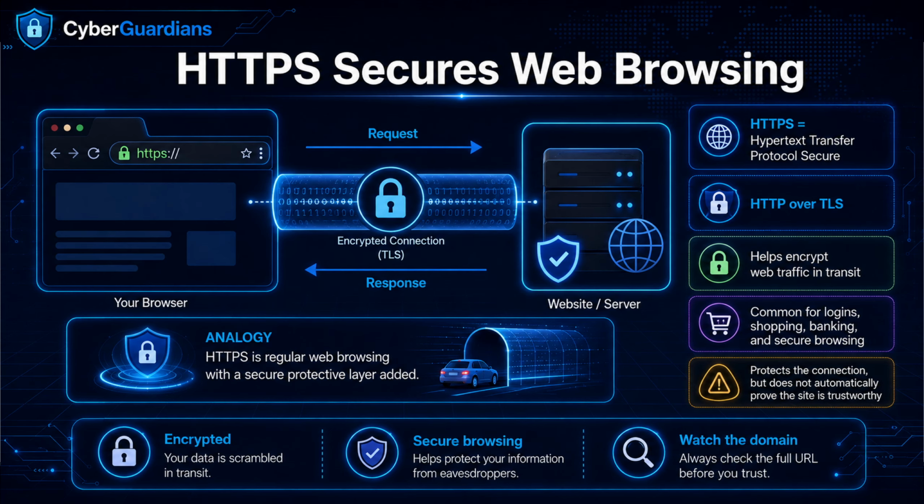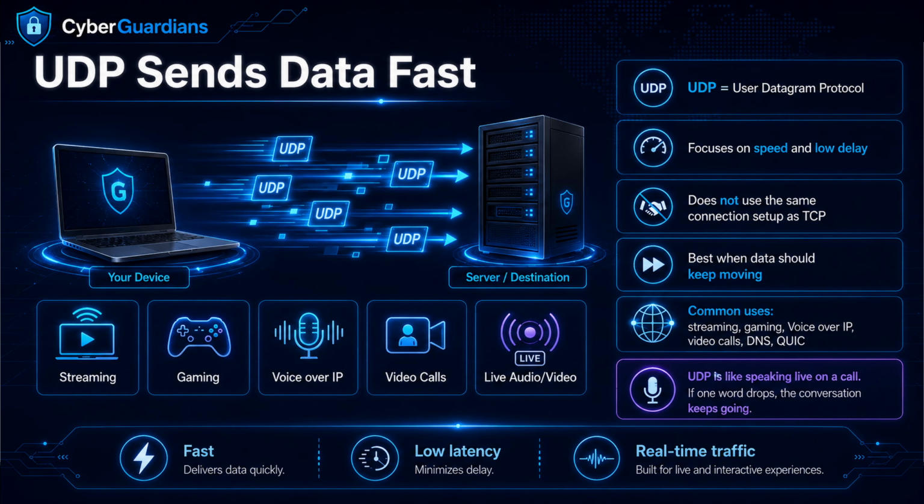Then we have UDP. UDP stands for User Datagram Protocol. UDP sends traffic without setting up a connection the same way TCP does. TCP is more like making a phone call where both sides confirm they are connected to each other before talking. UDP is more like sending a message quickly without the same setup process. By itself, UDP is faster and simpler, but it does not provide the same reliability features that TCP provides.